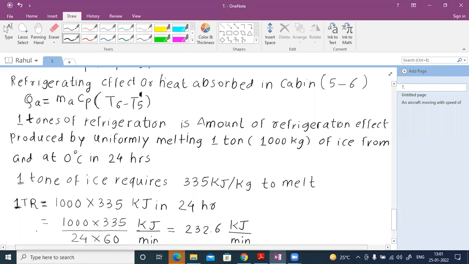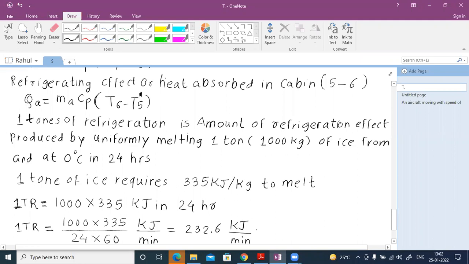So what do you understand by 1 ton or 1 TR? It is nothing but the heat to melt 1 ton of ice in 24 hours at 0 degrees Celsius. And how much is it? 232.6 kilojoule per minute.